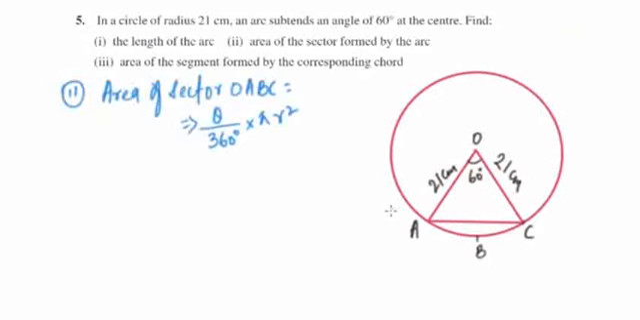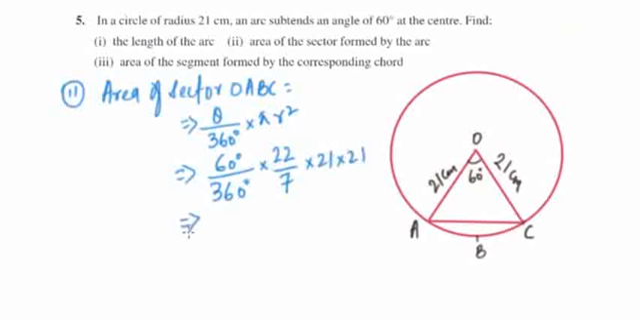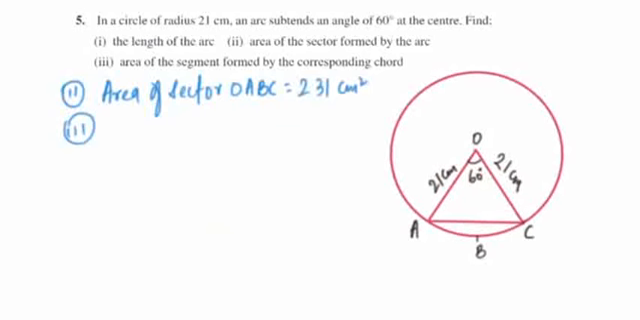Now in the second part, we have to find the area of the sector OABC, that is theta divided by 360 degrees multiplied by pi r square. We know the value of theta, that is 60 degrees divided by 360 degrees multiplied by 22 by 7, and the radius is given, that is 21 multiplied by 21. And on solving this, we will get the area of sector OABC as 231 square centimeter.